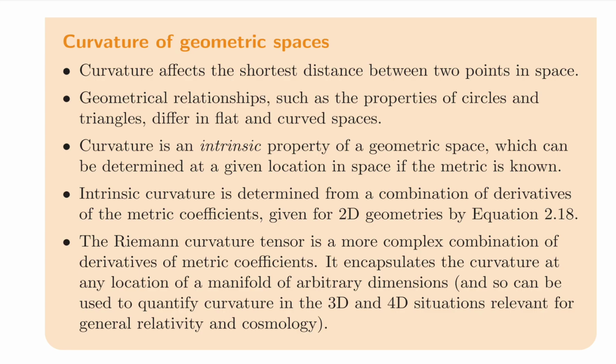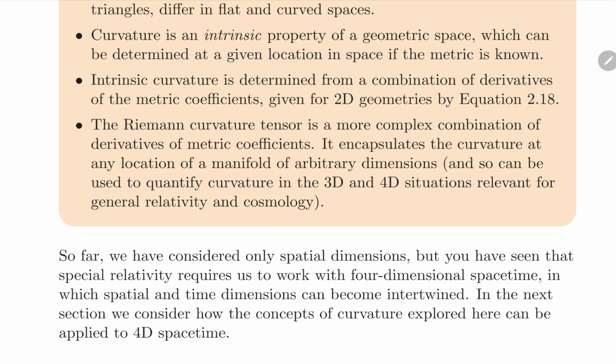equations 2.18. Number five, the Riemann curvature tensor is a more complex combination of derivatives of metric coefficients. It encapsulates the curvature at any location of a manifold of arbitrary dimensions, and so can be used to quantify curvature in the 3D and 4D situations relevant for general relativity and cosmology. So far, we have considered only spatial dimensions, but you have seen that special relativity requires us to work with four-dimensional spacetime, in which spatial and time dimensions can become intertwined. In the next section, we consider how the concept of curvature explored here can be applied to 4D spacetime.